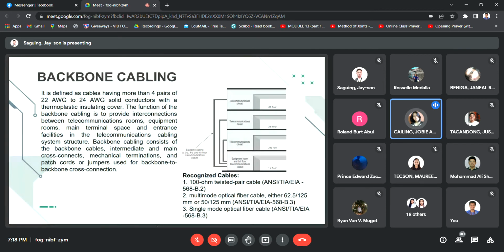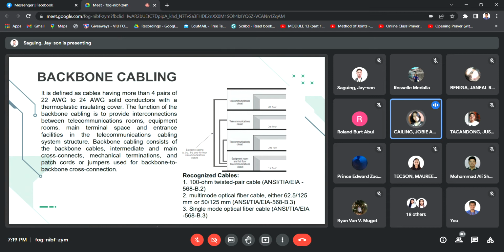So we have here the backbone cabling. It is defined as cables having more than 4 pairs of 22 AWG to 24 AWG solid conductors with a thermoplastic insulating cover. The function of the backbone cabling is to provide interconnection between telecommunications rooms, equipment rooms, main terminal space, and entrance facilities in the telecommunications cabling system structure. It consists of the backbone cables, intermediate and main cross-connects, mechanical terminations, and patch cords or jumpers used for backbone-to-backbone cross-connection.